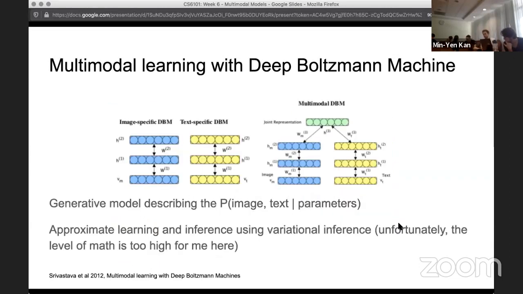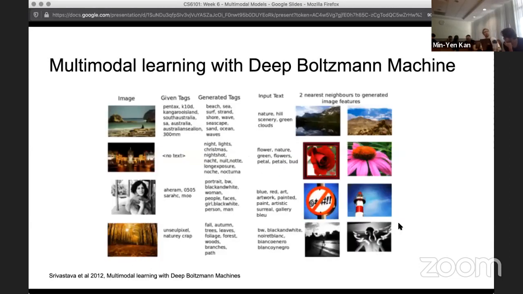So the way the model works is, maybe we can stop for a second. Do you guys have any questions first?